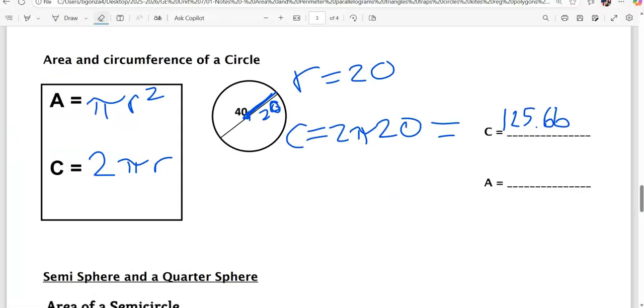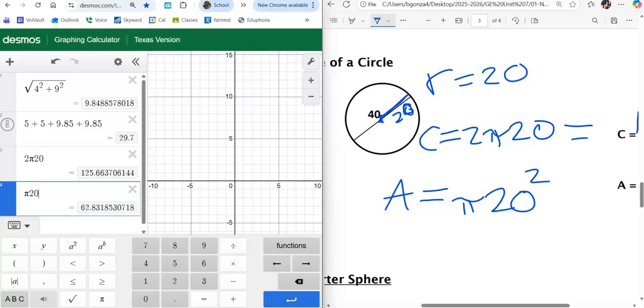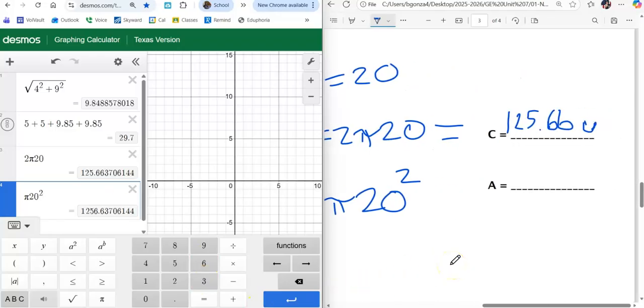Now, we don't have any units over here, do we? We do not. So it's just going to be units. Put a little U. And then area is going to be pi r squared, which is pi times 20 squared. So right here, you can press that pi button, 20 squared. And we get 1256.64.